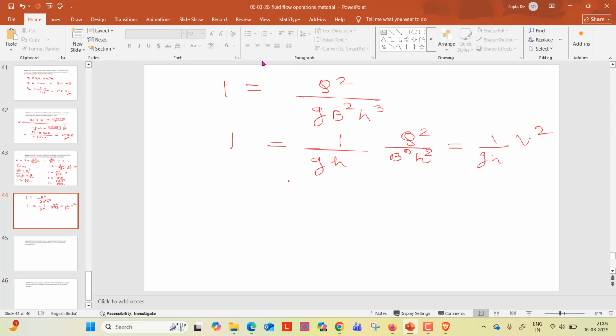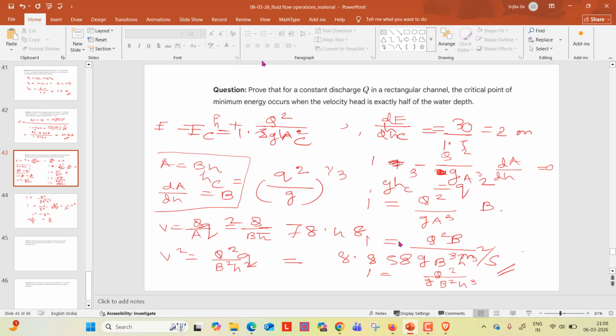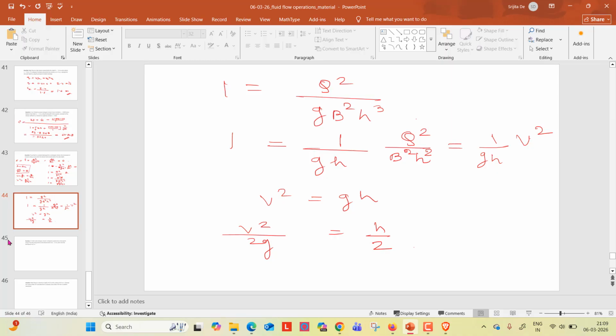So now V square is coming as GH, right? So V square by 2G will be H by 2. So what was the expression? It is said that the velocity head is exactly half of the water depth. We have found it, right? These derivations are important to do on your own. Okay, do it.